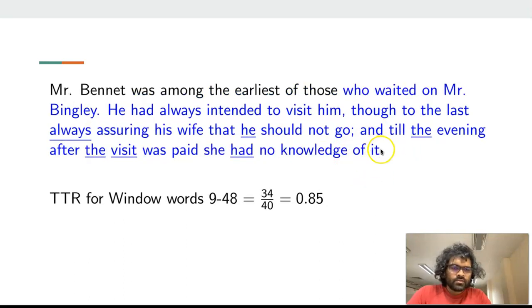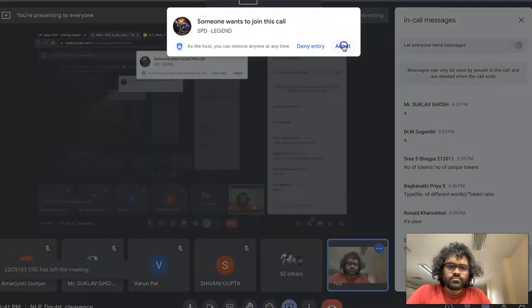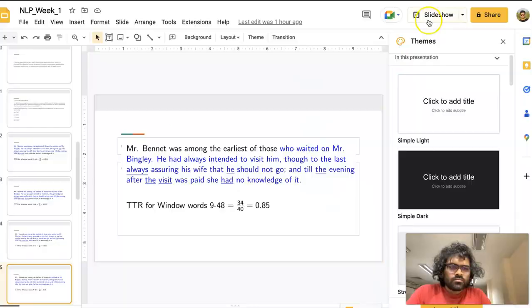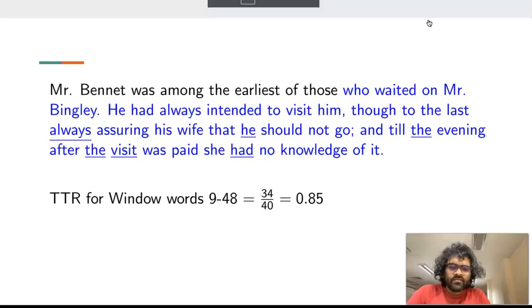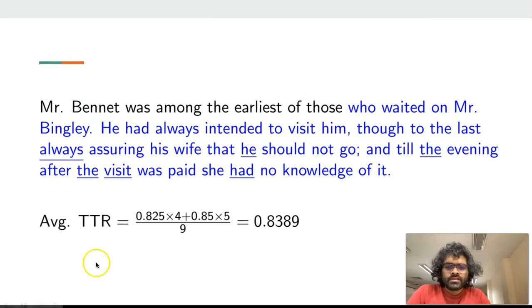In the last window we'll capture it, and it will start from here. In this window there are 40 total words, and 6 words are repeating, so 34 are distinct words. So the TTR ratio of this window is 0.85. So what will be the average ratio? We have 9 different windows, and we get the TTR for each of these windows. Now we are just averaging it.